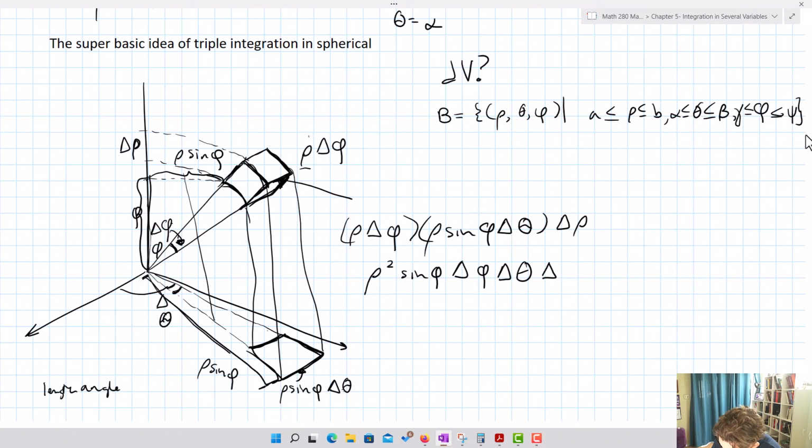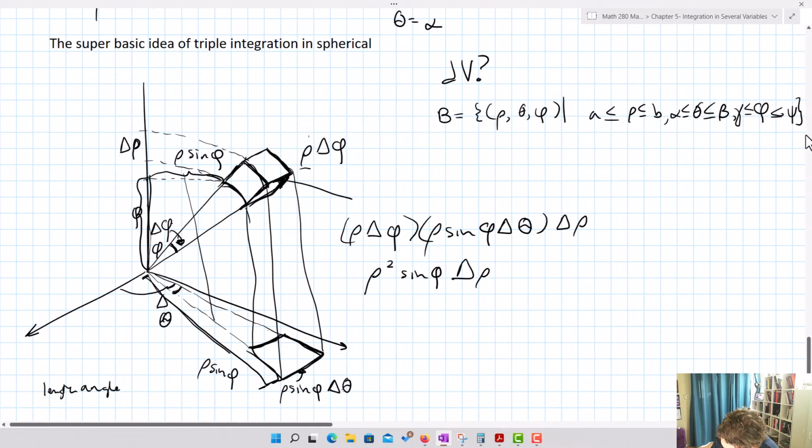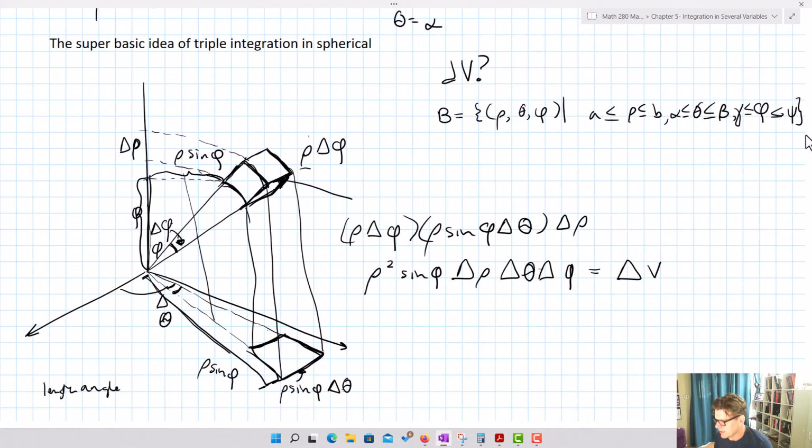theta delta rho. Okay? Or we'll write it as, our standard way is to be delta rho, delta theta, delta phi. All right? And we'll call that delta V. That's basically your delta V. So what that means is that the dV that we're going to actually put at the end of our integration is going to equal rho squared sine phi d rho d theta d phi.